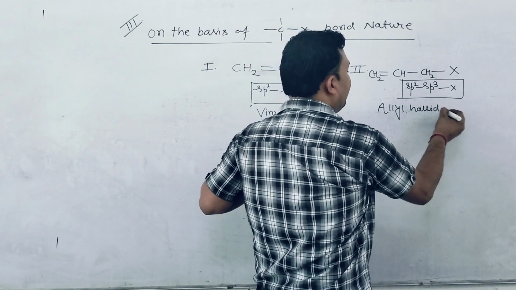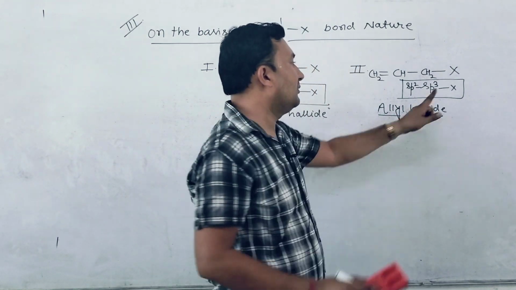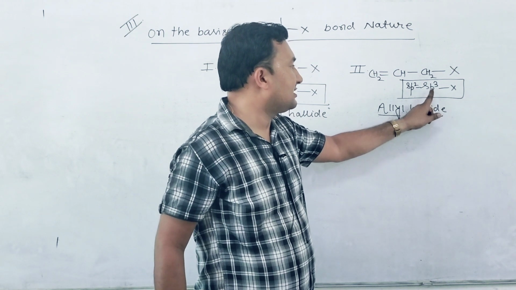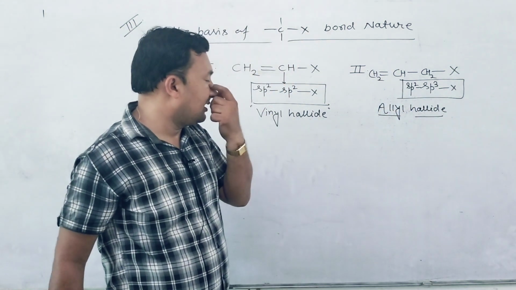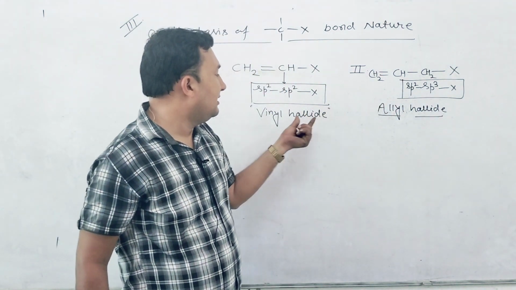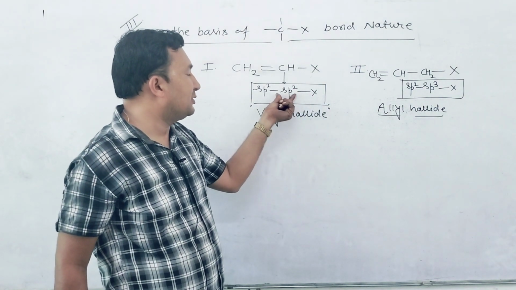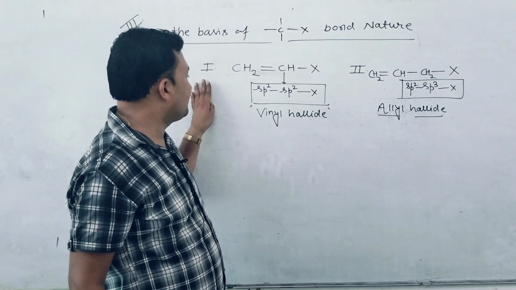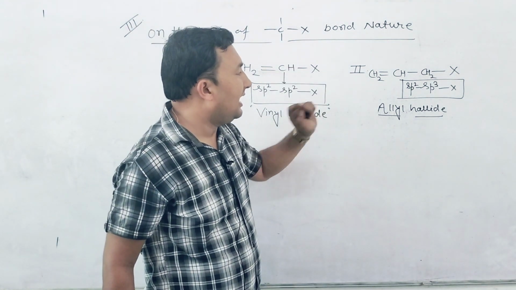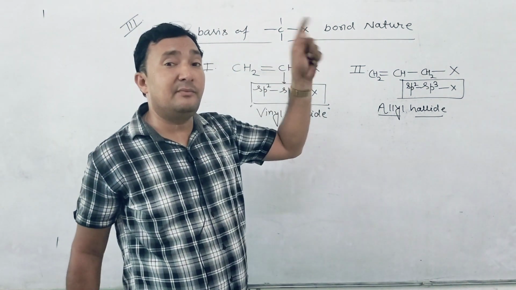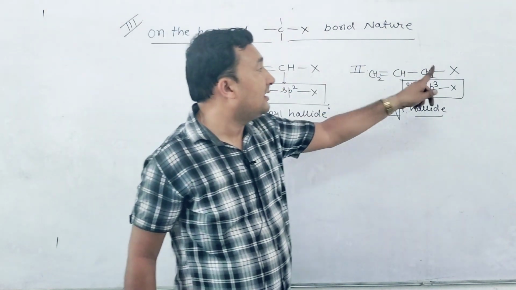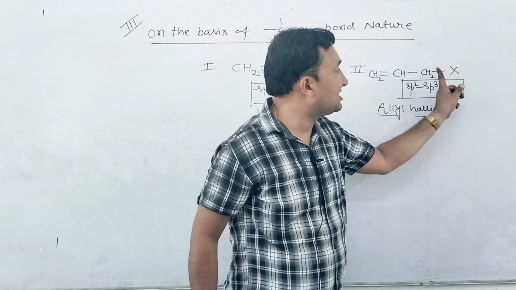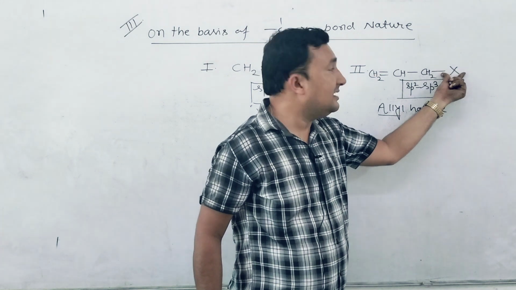Dear students, we have two differences over here. Halogen is attached to an sp3 carbon, which is attached to an sp2 carbon. This category of compound is called allyl halide. When we have a halogen atom attached to an sp2 carbon, which is also attached to an sp2 carbon, it will be vinyl halide. So the first one will be vinyl halide, the second will be allyl halide. When we discuss the chemical reactions, you will come to know that the removal or replacement of this halogen will be easier.